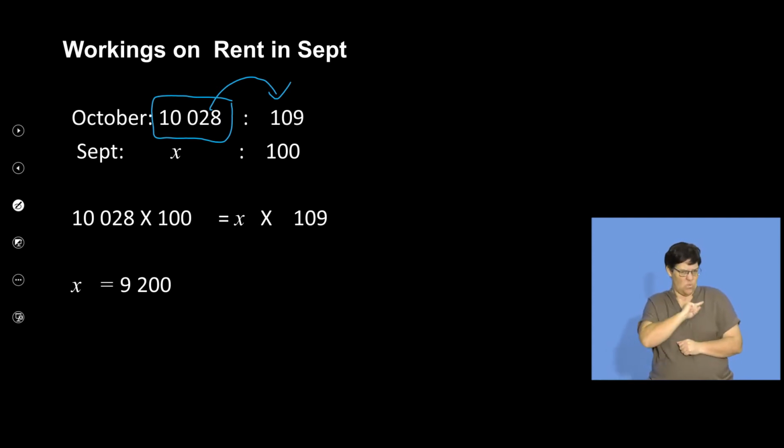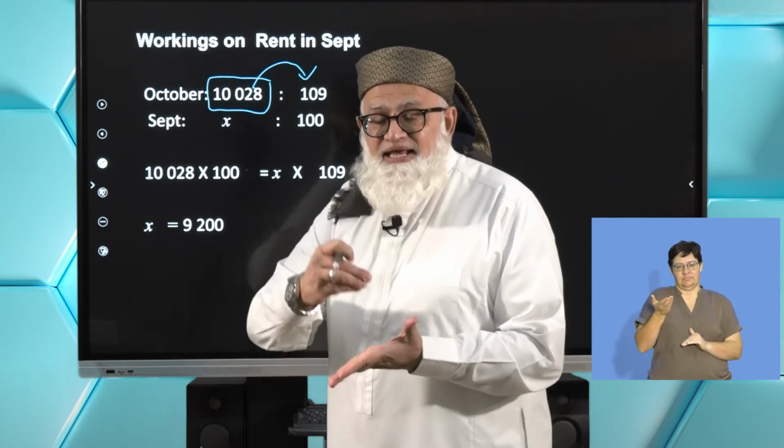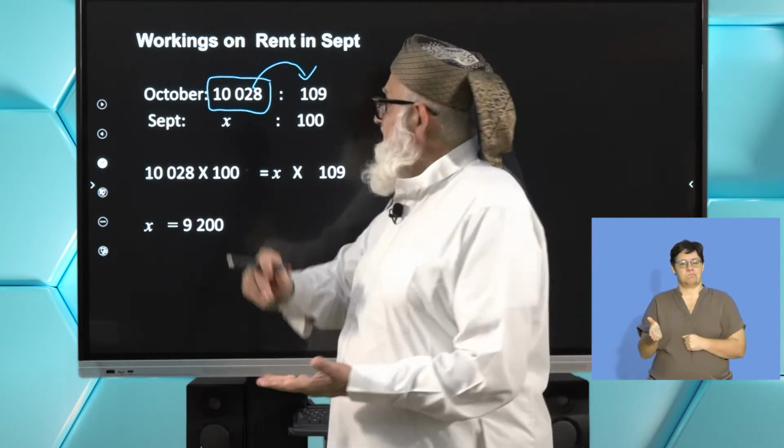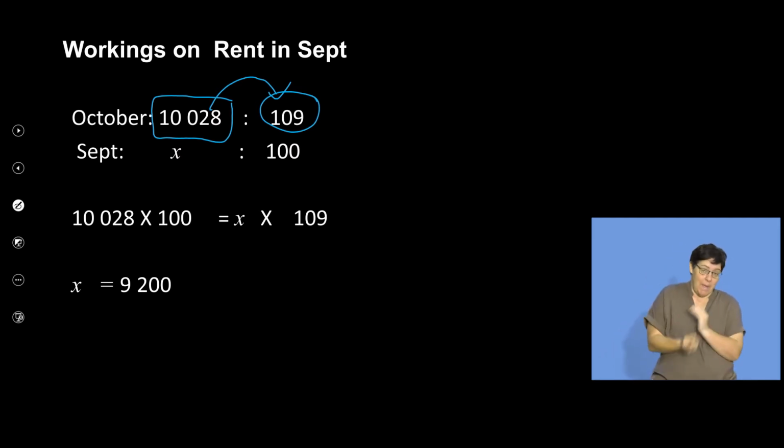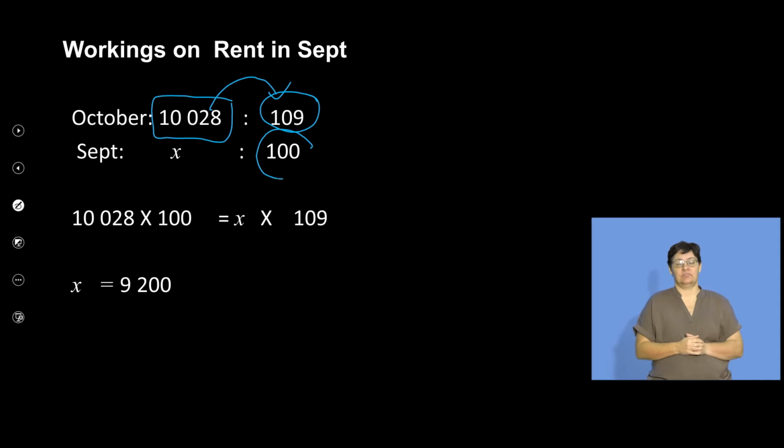Why do we say that? Because obviously it has the increase built into it already. Therefore, this 10,028 is equal to 109%. What are you calculating? You want to calculate the rental prior to the increase, before the increase. So obviously, before you increase, your rental was 100, and therefore that serves as your unknown.